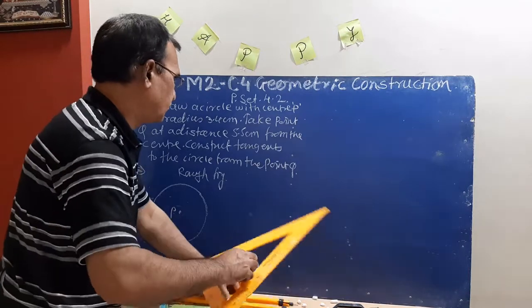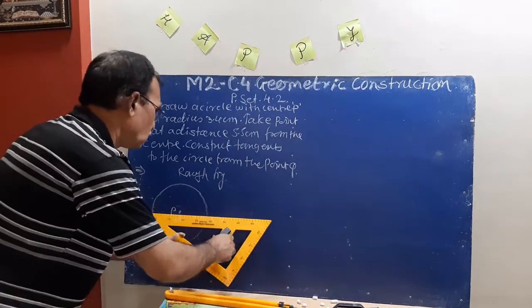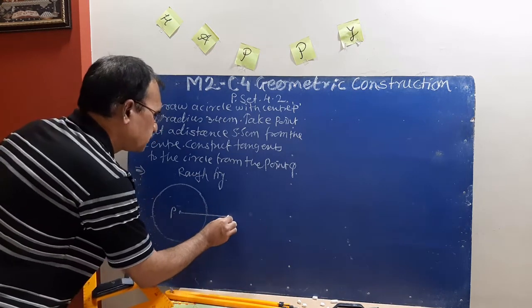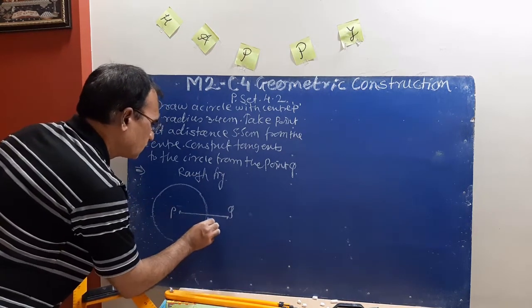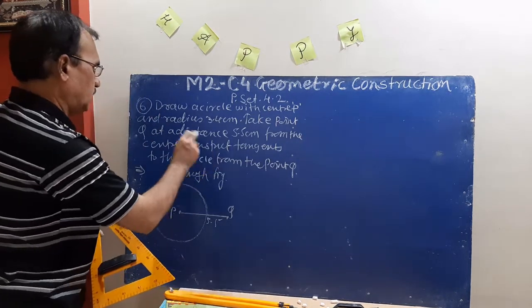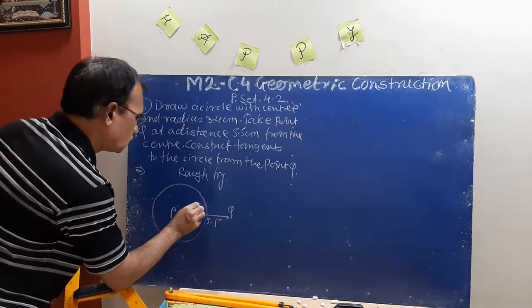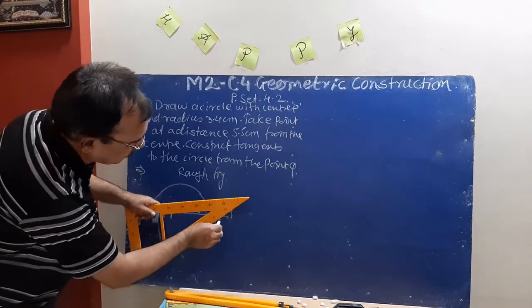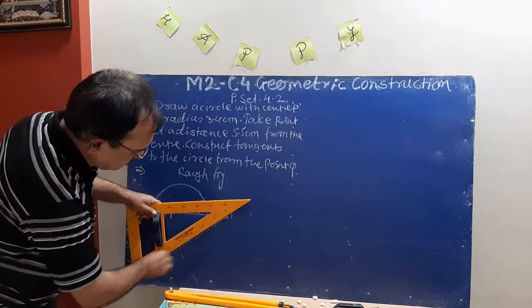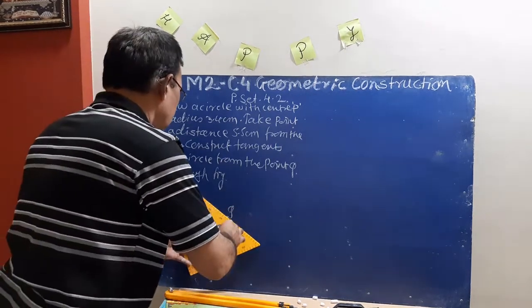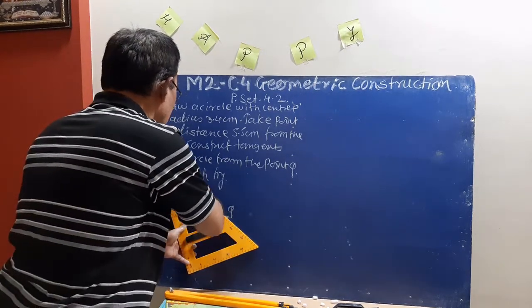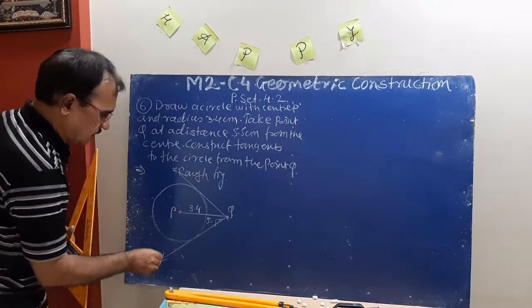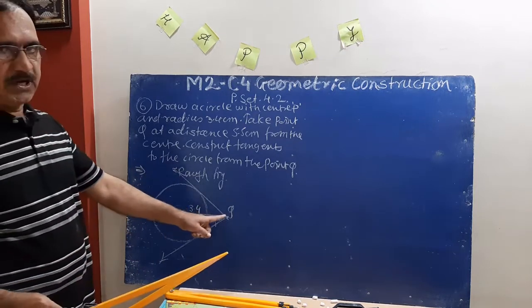Then point Q is at a distance of 5.5 from the center, and this radius is 3.4, and we have to construct tangents which are passing through point Q.